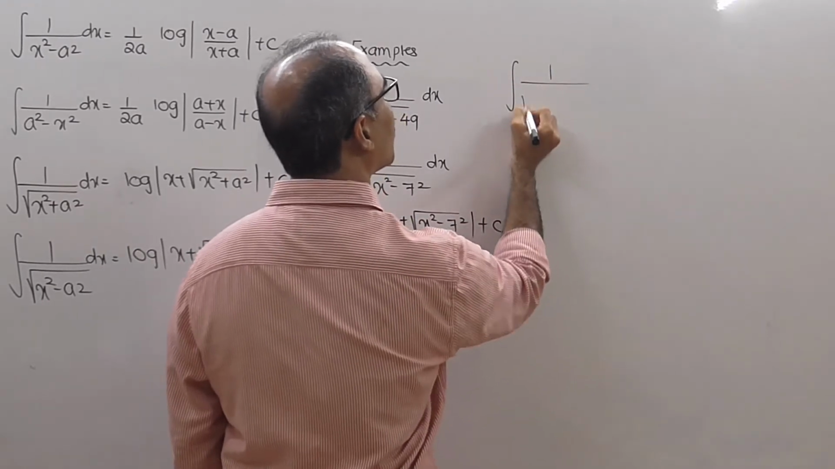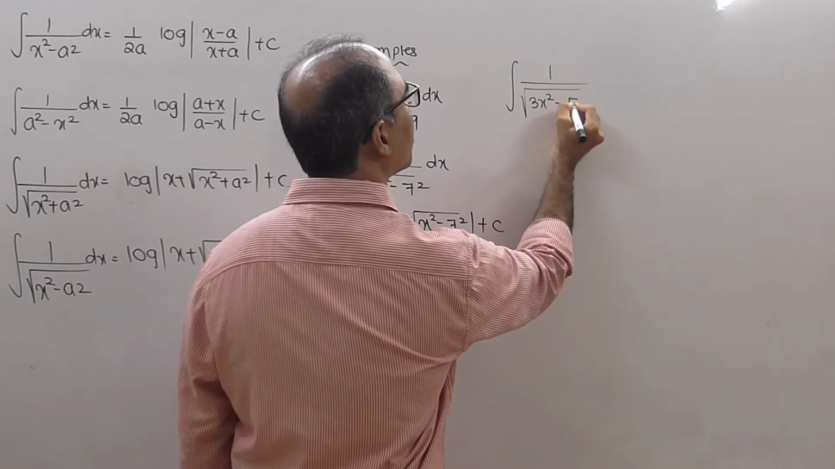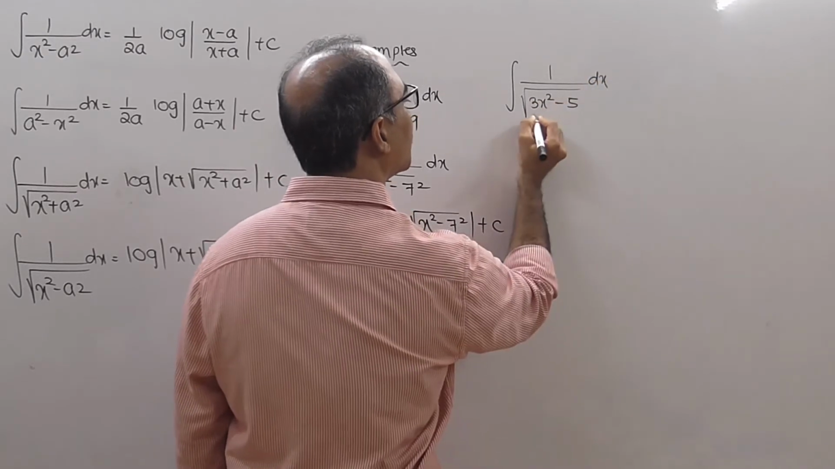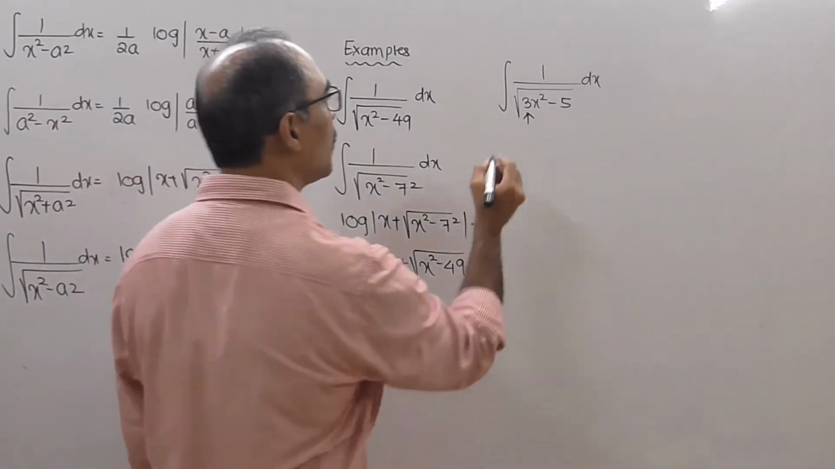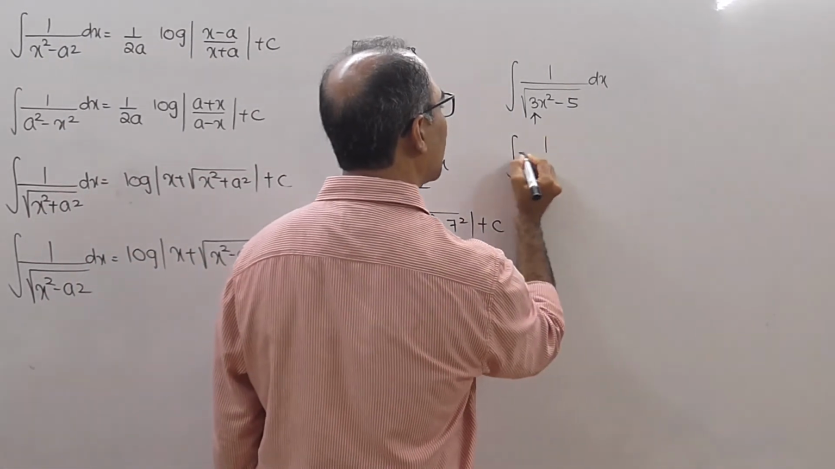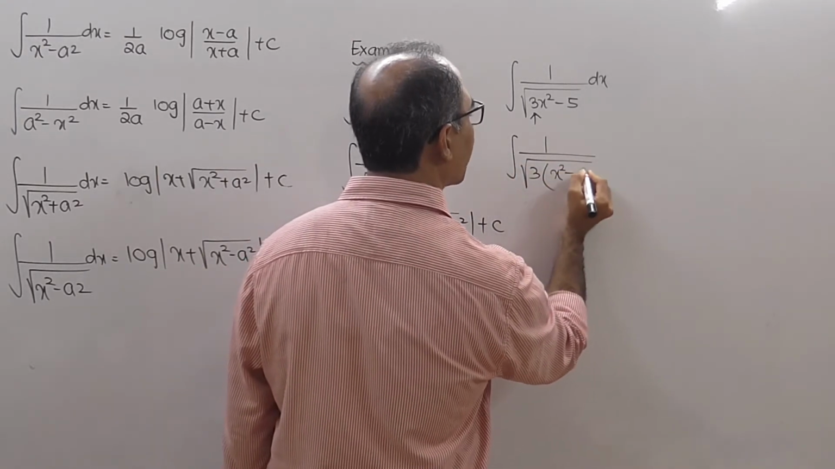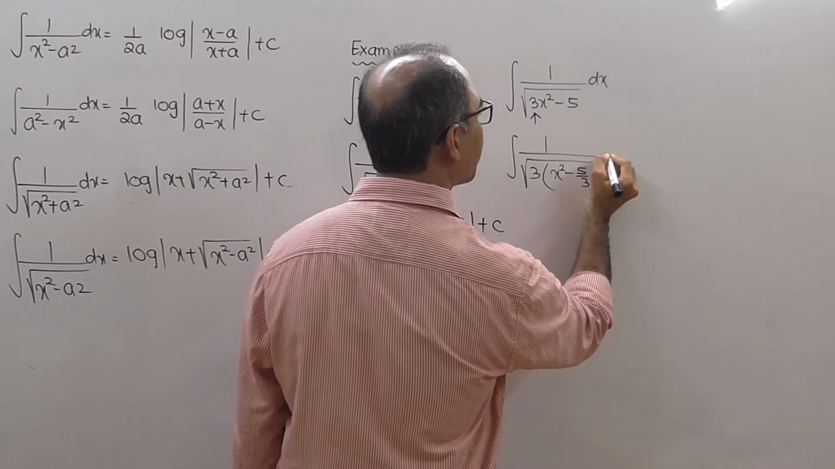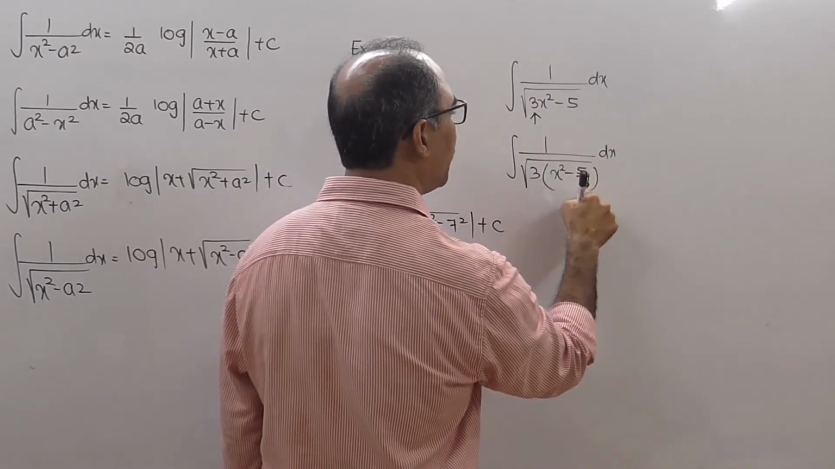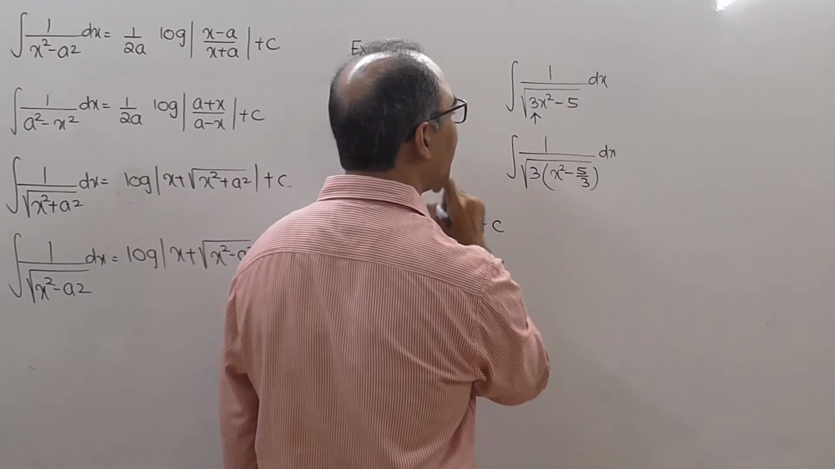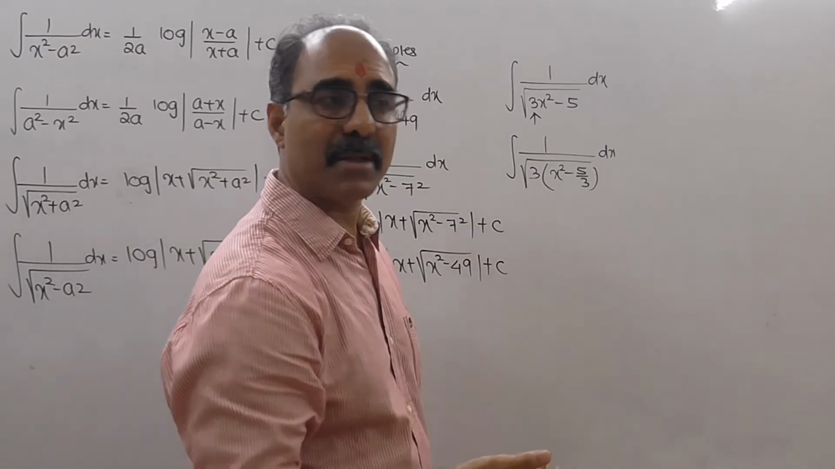Integration 1 upon root of 3x square minus 5 dx. So you should always remember that the coefficient of x square has to be 1. So what I will do is, I will take 3 common. So I get x square minus 5 by 3. Try to open this now. 3 into x square is 3x square. 3 into minus 5 by 3, I think the answer will be minus 5. 3 into minus 5 by 3 खोलेगा तो I think you get the answer as minus 5.